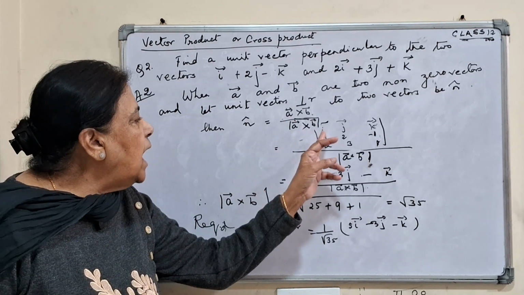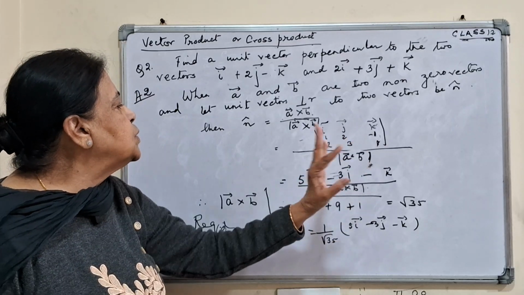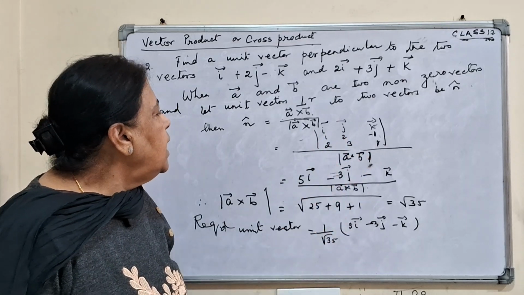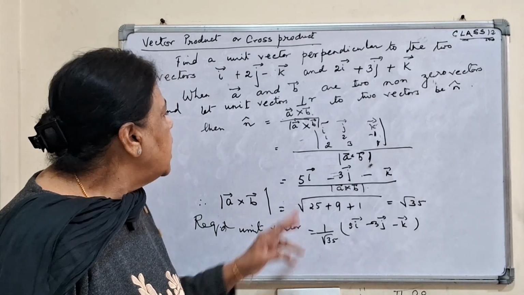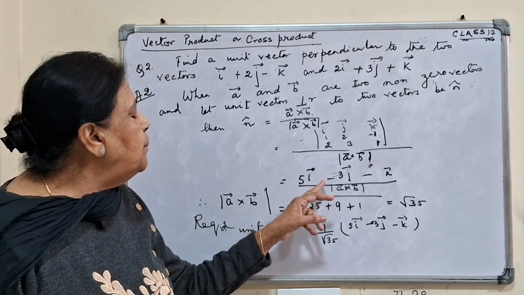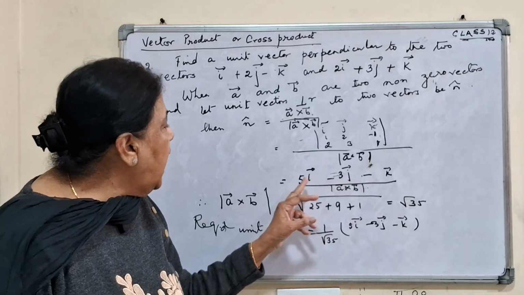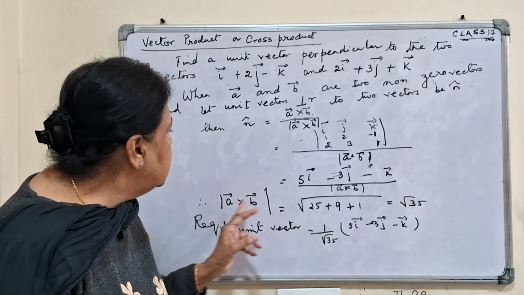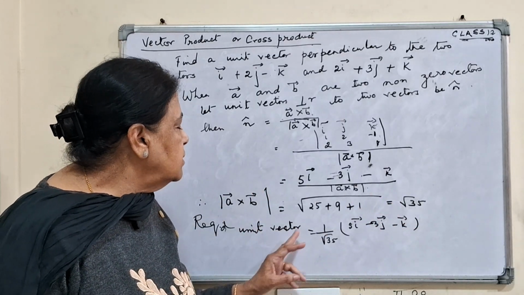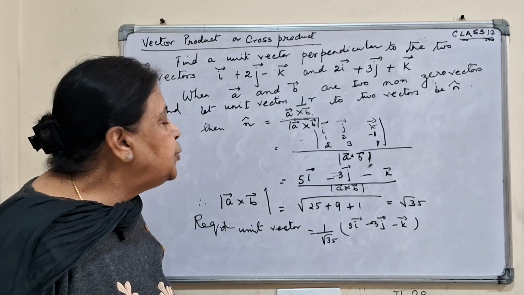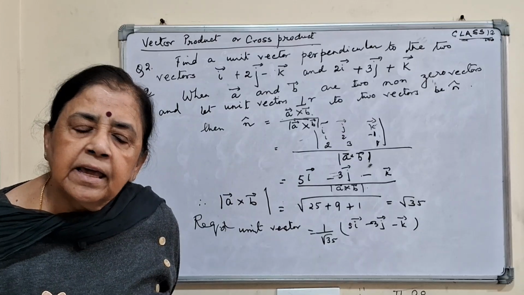Now A cross B is the determinant of i, j, k; 1, 2, minus 1; 2, 3, 1, divided by mod of A cross B. So it is 5i cap minus 3j cap minus k cap divided by mod of A cross B, and the mod of this will be root 35. Therefore, the required unit vector is 1 by root 35 into 5i cap minus 3j cap minus k cap.